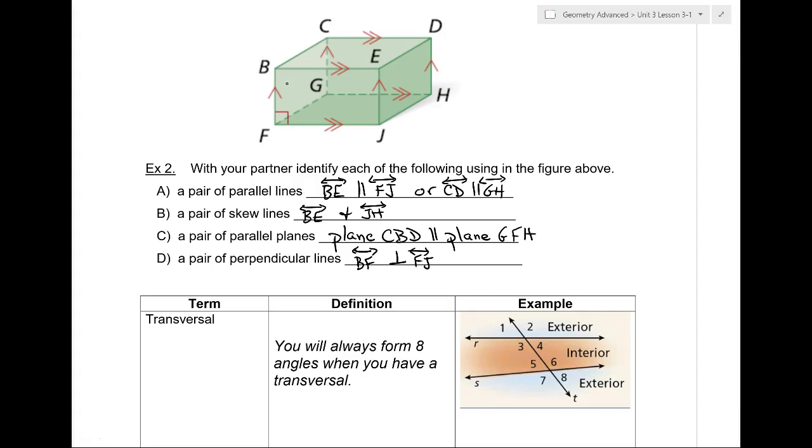And then a pair of perpendicular lines. I only gave you one right angle. That's the only one you can go for. Sounds fair? So we have working with it.